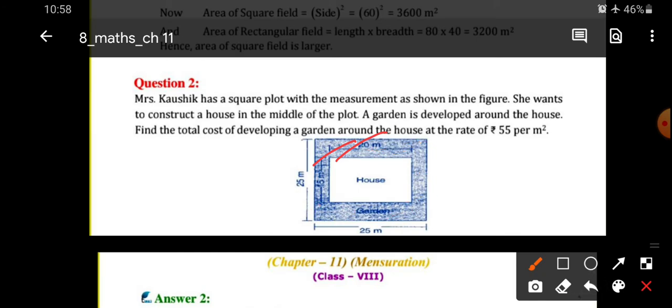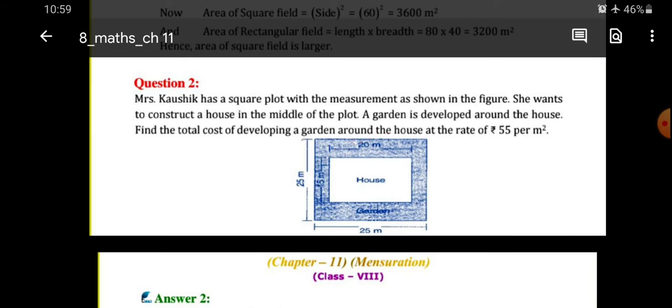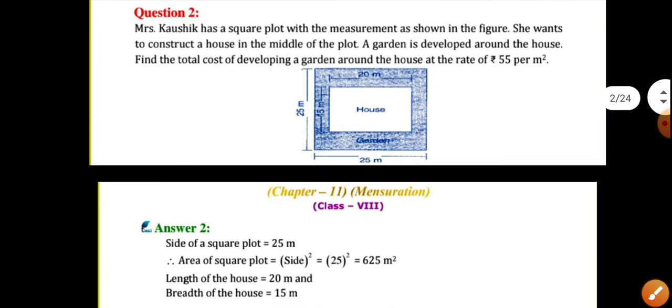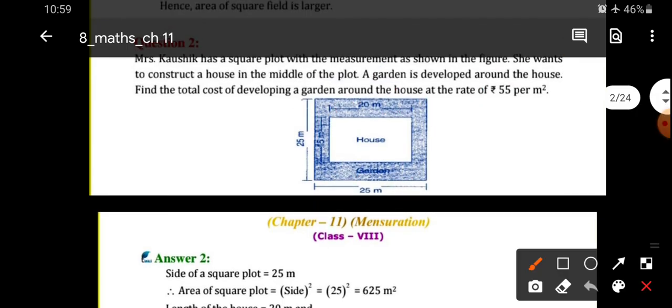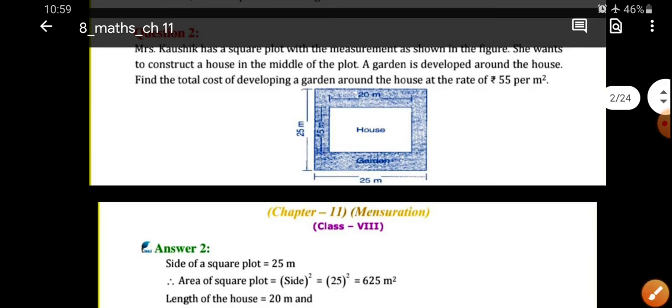So we have to find out the total cost of developing a garden around the house at the rate of 55 rupees per meter. So we should have the area of this garden, and from this area we can find the total cost. How can we find the area of this garden? The area of this square plot minus the area of this house. We have the measurement of the square plot and of the house also.